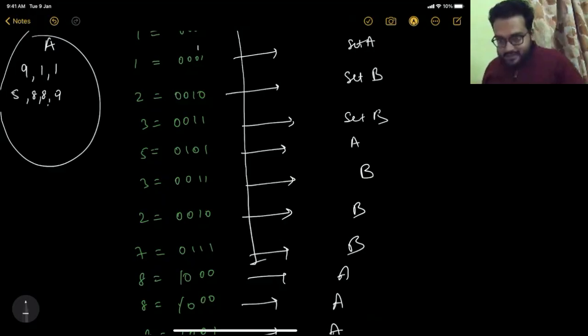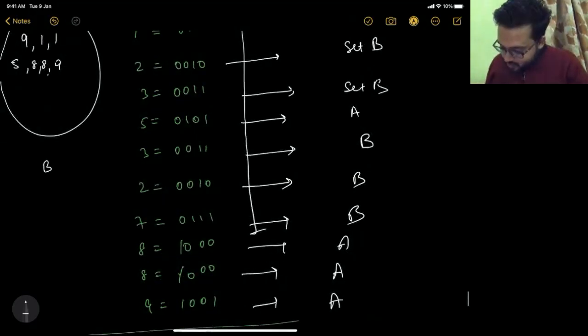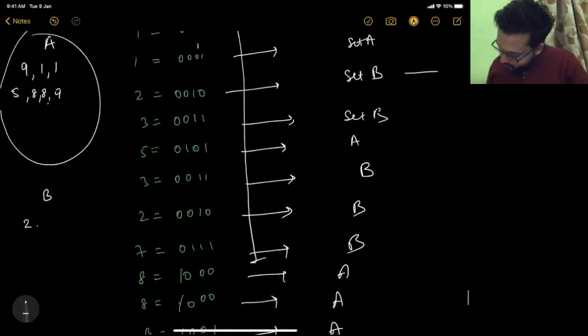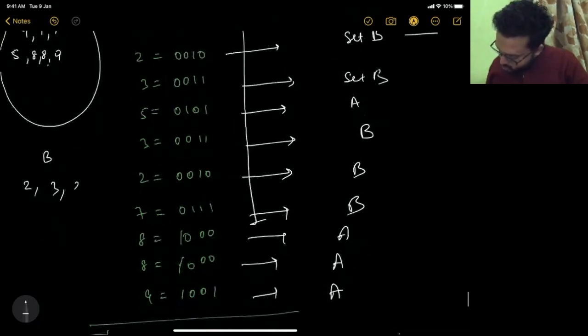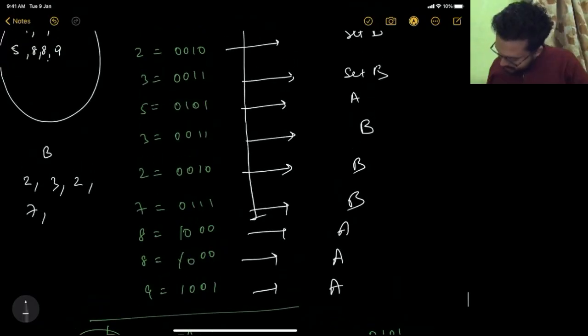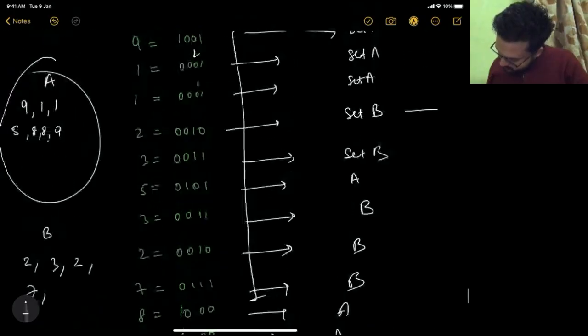It will have two 3s, right? It will have two 3s because this is in set B. This also is in set B. Then I will have a 2, I will have a 7, and I will have another 2. So this will be my set B. Is everybody with me till this point in time?